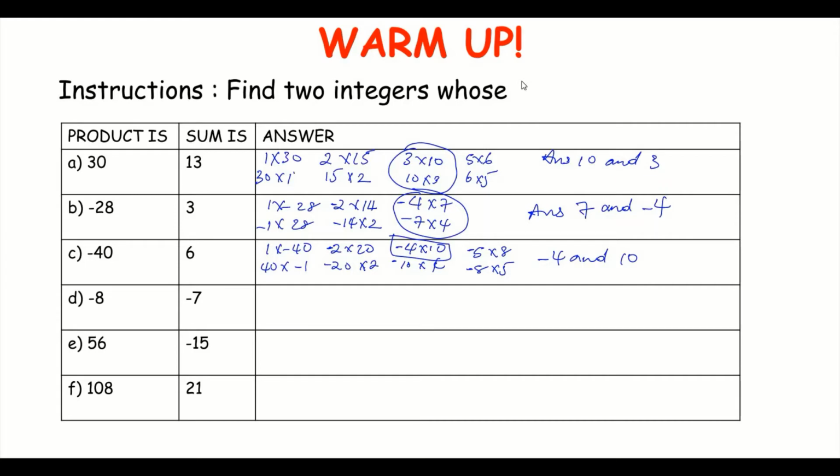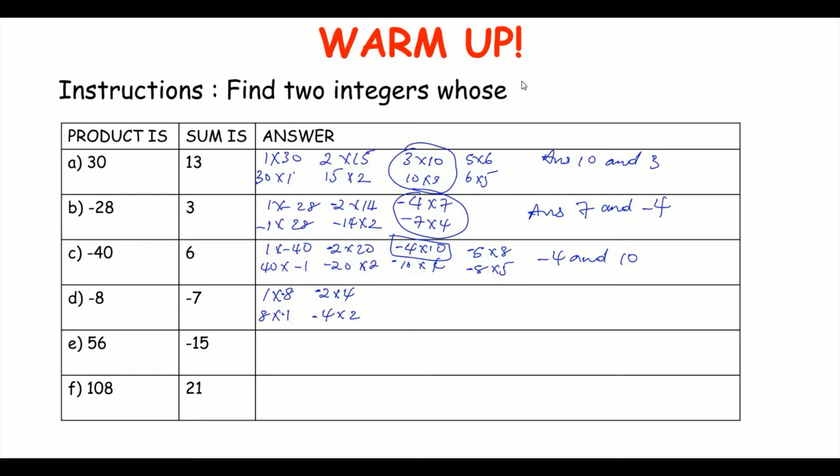Now, D, negative 8 is the product and negative 7 is the sum. So we have 1 times 8, 8 times 1. And we know it's negative, so we can interchange negative 8 or negative 1. Then 2 times 4, 4 times 2, and it's negative 8. So you can interchange the sign for the numbers. No, 3 won't work. 4 is already there. 5 won't work. 6 won't work. 7 won't work. And 8 is already there. 9 won't work and 10 won't work.